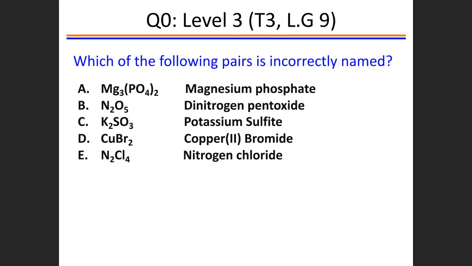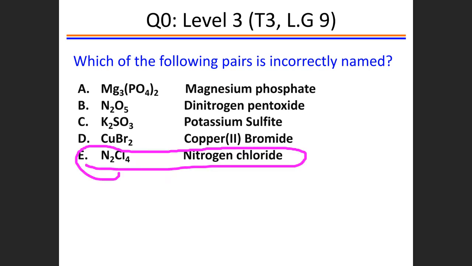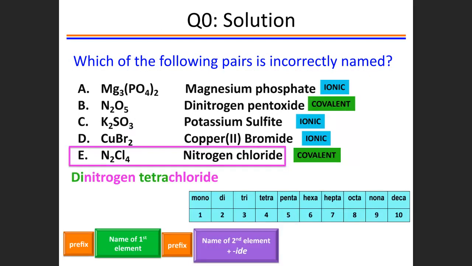Which of the following pairs is incorrectly named? Guess this one. Magnesium phosphate, dinitrogen pentoxide, potassium sulfide. You know, students always get tricked by SO3, SO4, especially during the exam. Everybody gets stressed. So if you are in a hurry, you may get confused and make a mistake here. This is sulfide, not sulfate. Copper 2 bromide, dinitrogen tetrachloride. So this here is the mistake. This is the answer.